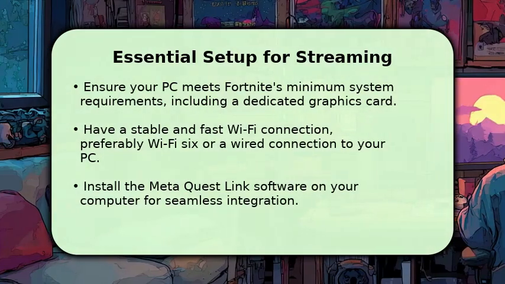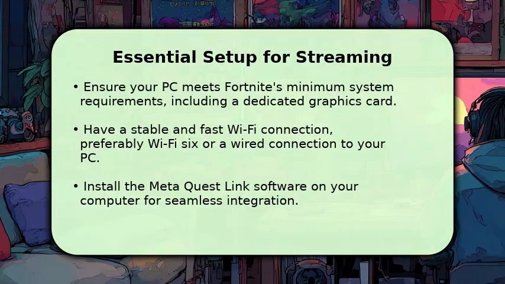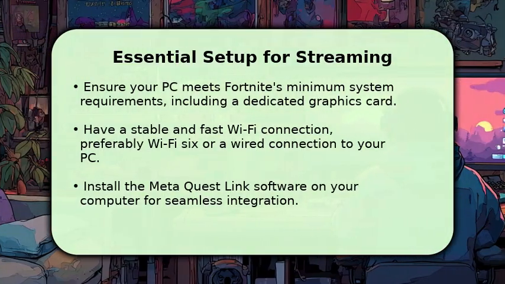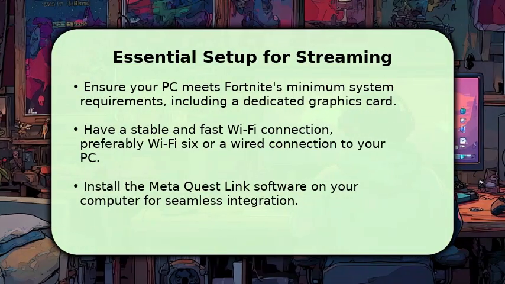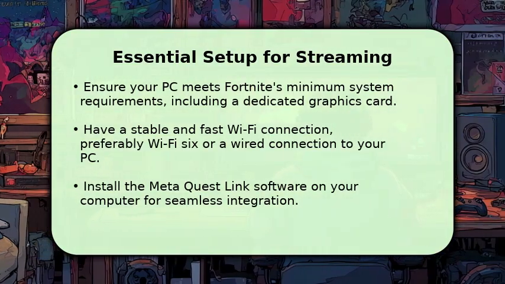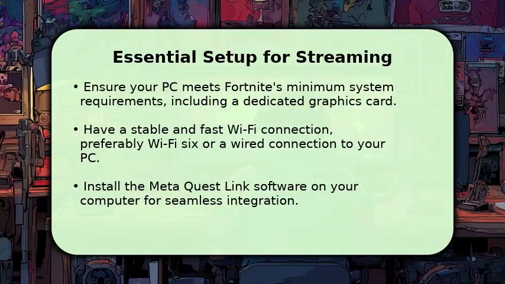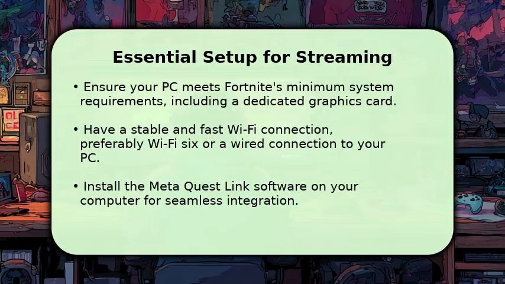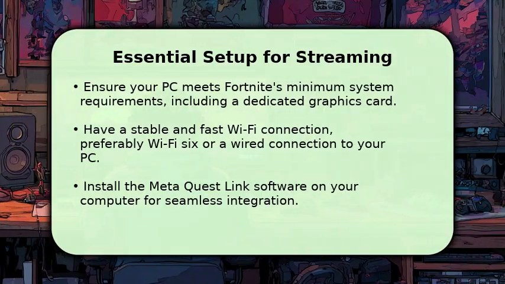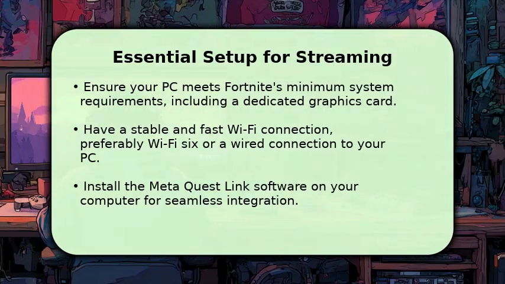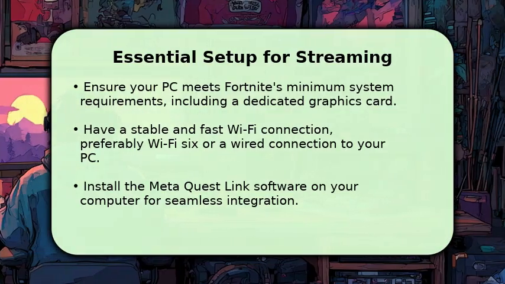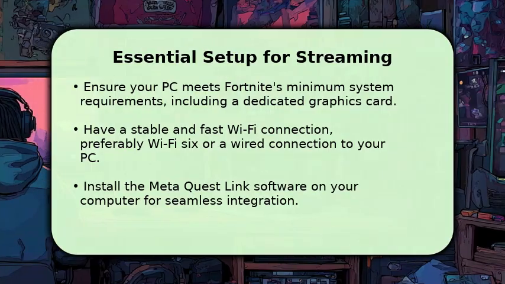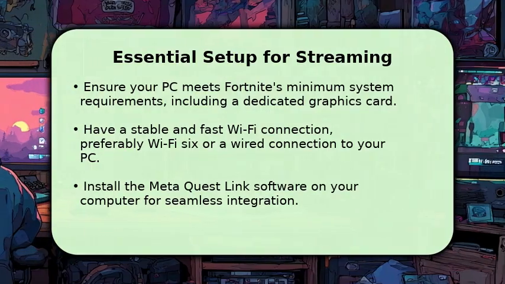To begin, your personal computer needs to meet or exceed Fortnite system requirements, especially a robust graphics card for smooth performance. A stable and fast internet connection is crucial. Ideally, use Wi-Fi 6 or a direct Ethernet cable to your PC for minimal latency. You'll also need to install the Meta Quest Link application on your computer. For a wired connection, a high-quality USB 3 cable is highly recommended to ensure reliable data transfer.